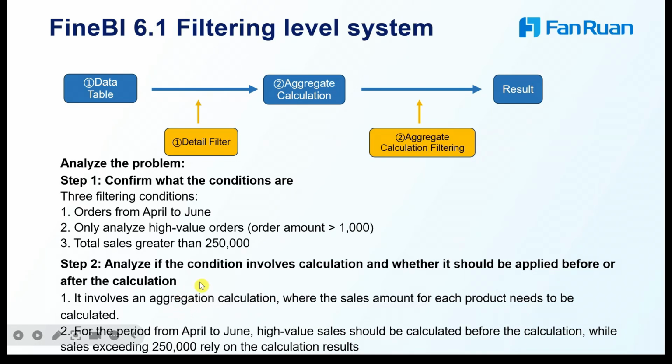Next, let's decide whether each condition should be applied before or after the aggregation. Notice that the first two, April to June and high-value orders, should be applied before any calculation to define the scope of our analysis. The last one, total sales greater than 250,000, is easy to understand. If I don't first calculate each product's total sales, how can I filter for those exceeding 250,000? So this third condition acts as a result filter. Now that we've clarified the logic, let's move on to the hands-on operation.